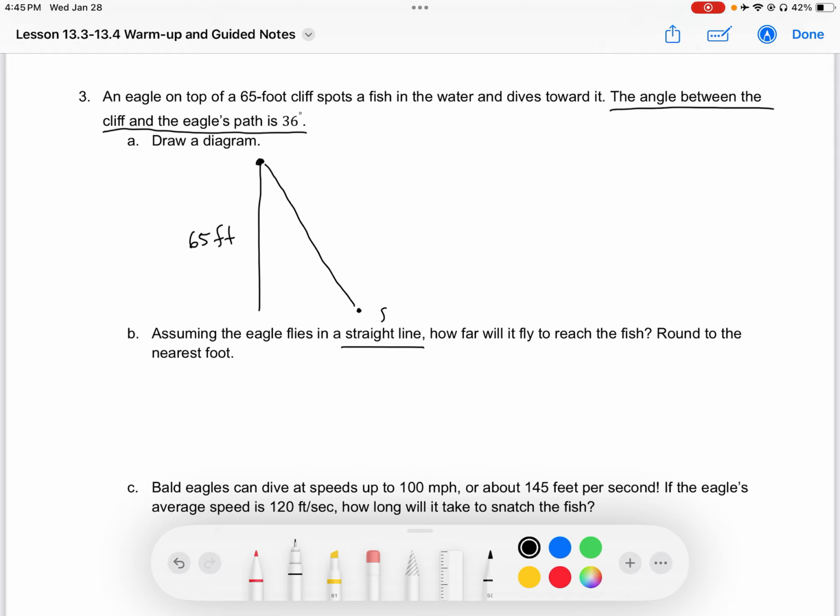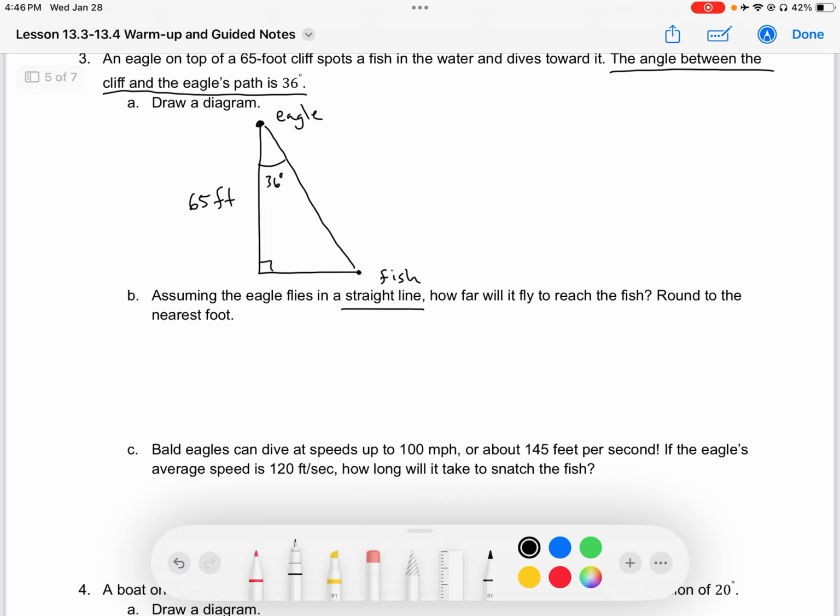Okay, so here's your fish. Here's your eagle. And we know that the angle between the cliff and the eagle's path is 36 degrees. That's 36 degrees right there. Okay, we're going to assume this is a vertical cliff.